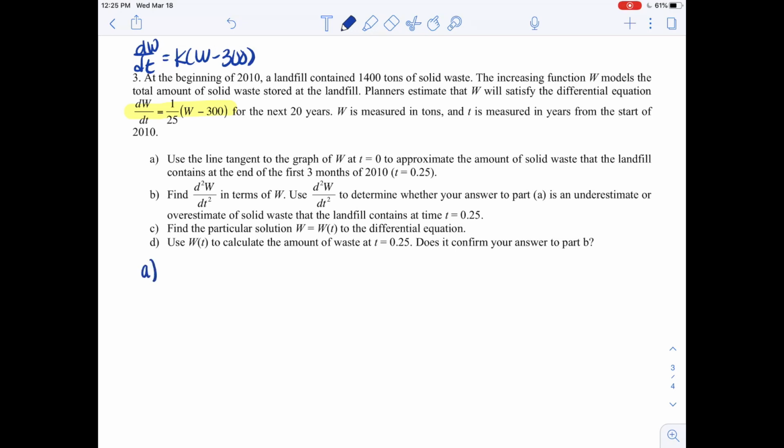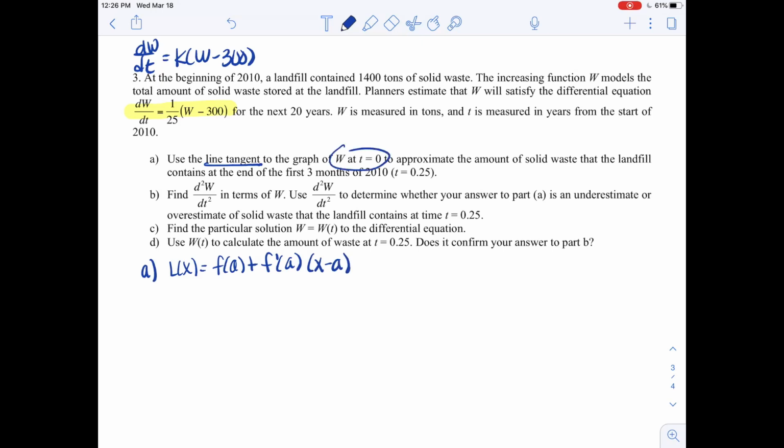Okay, so first question, and there's going to be some interesting parts to it. Use the line tangent to the graph of w at t equals 0 to approximate the amount of solid waste the landfill contains at the end of the first 3 months of 2010. In terms of time, that means t equals 0.25. When you want to make a line tangent, remember linear approximation. So you're going to have L of x equals f of a plus f prime of a times x minus a.